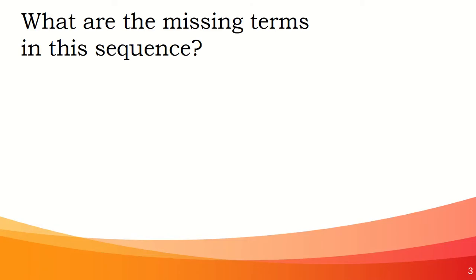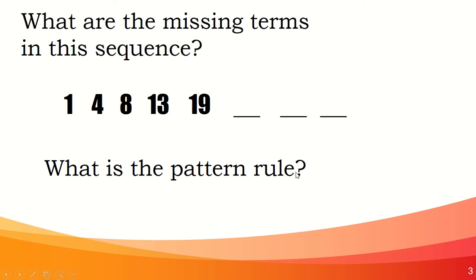So what are the missing terms in this sequence? 1, 4, 8, 13, 19, blank, blank, blank. So 1 is the first term, 4 is the second term, 8 is the third term, 13 is the fourth term, 19 the fifth term. The sixth term, seventh term, and eighth term are missing. To find out, we have to know what the pattern rule is.